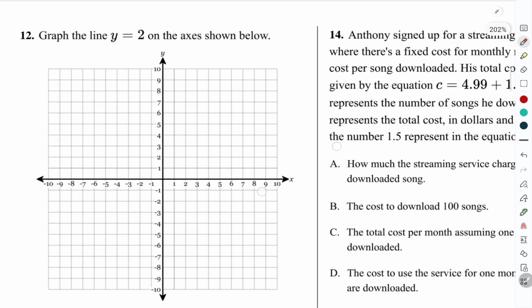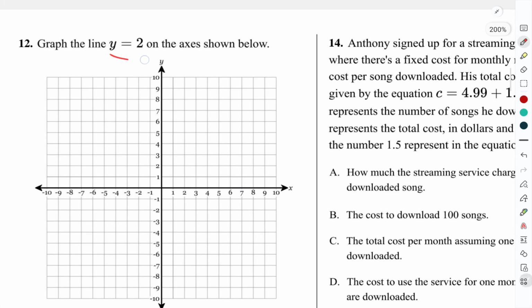Question 12, same vibe, but now we have a simpler looking line. When there's no slope involved like this, then that means that we either have a vertical or a horizontal line. When it's y equals, that means it only hits the y-axis. To possibly do that, we have to have a horizontal line. So I want my line to hit the y-axis at positive 2.